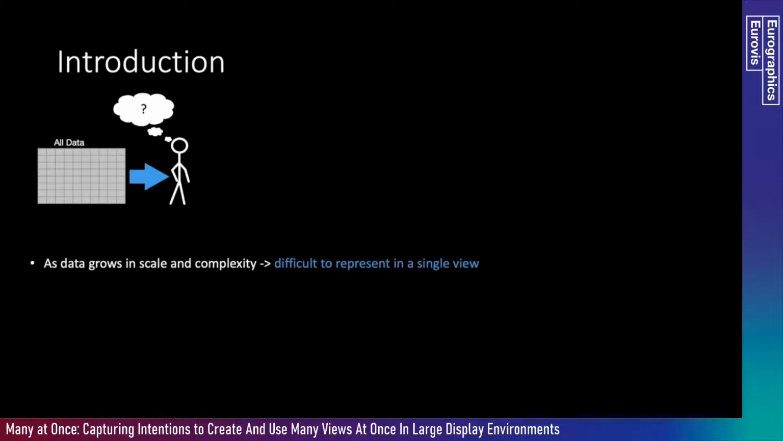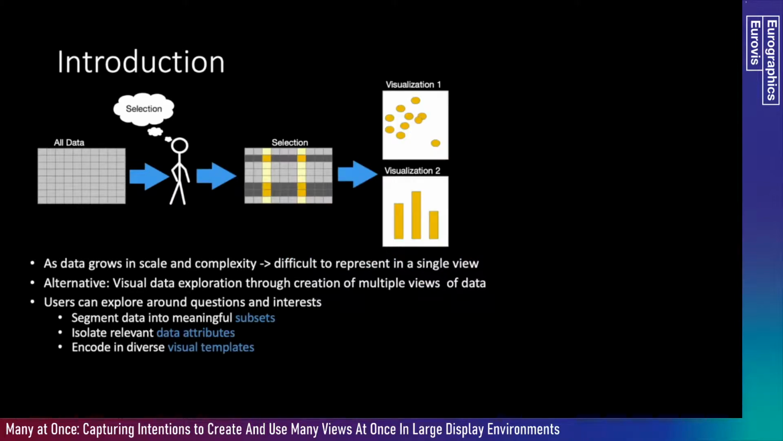In the big data era, as data grows in scale and complexity, it becomes increasingly difficult to effectively represent an entire large dataset in a single visual overview. An alternative approach is to enable data analysts to explore a large dataset through the creation of multiple views based on their interests and around their observations. The idea is to enable users to segment their data into meaningful subsets, effectively selecting rows in a tabular dataset, and selecting relevant data attributes, effectively selecting columns in a tabular dataset, and then encoding this data in an appropriate visual template.